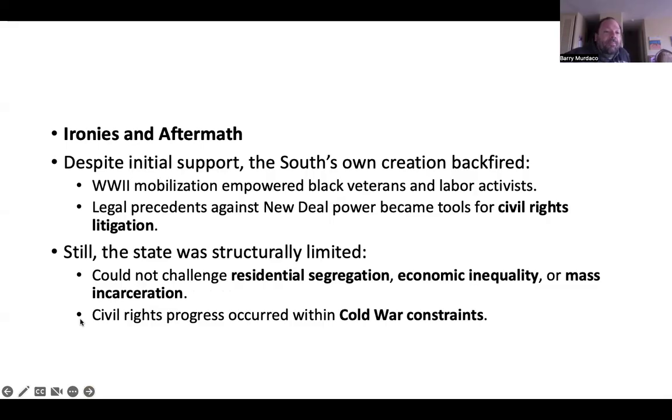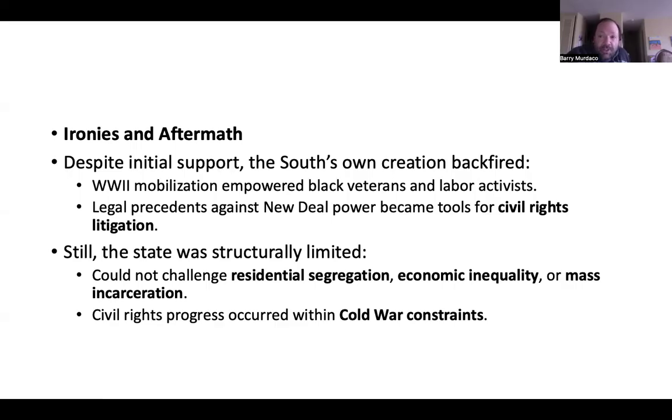Now again, Katznelson points out a very interesting dialectical tendency here. If we go back to Bertell Ollman's idea of the dance of the dialectic, the contradictory aspects that play themselves out throughout history. Despite initial support, the South's own creation backfired, he says. World War II mobilization empowered Black veterans and labor activists. Legal precedents against New Deal power became tools for civil rights litigation.